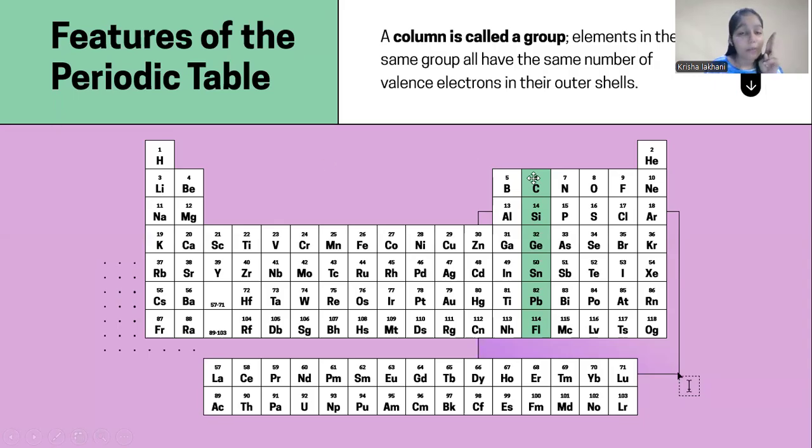What is called the P block? Group 13 to group 18 is called the P block. Then what is in between? These are the transition metals. What is group 3 to 12? Groups 3 to 12 are the transition elements, which is called the D block. D for dog. D block.